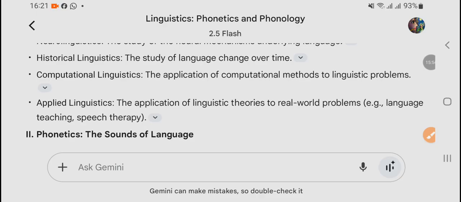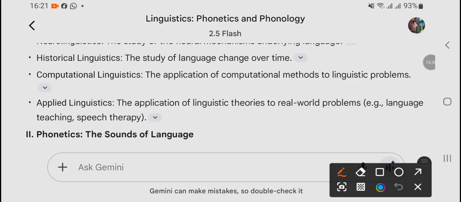Then historical linguistics, the study of how language changes over time. Suppose my previous generation speaks in a different way.